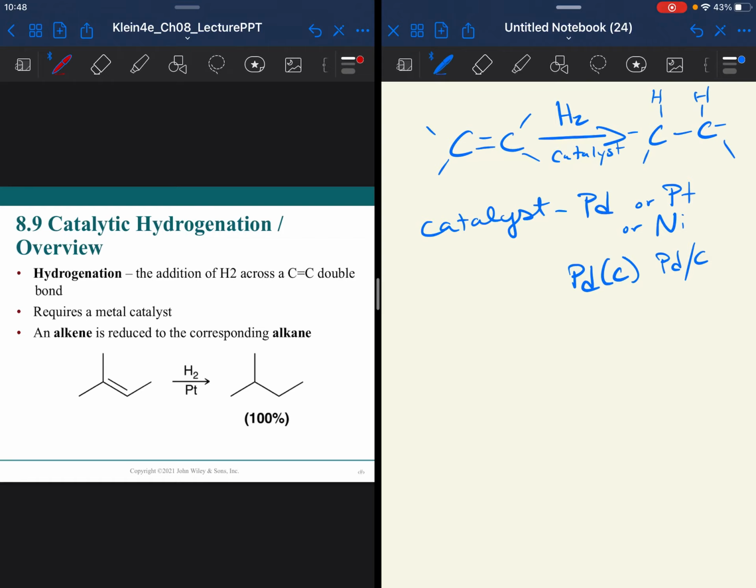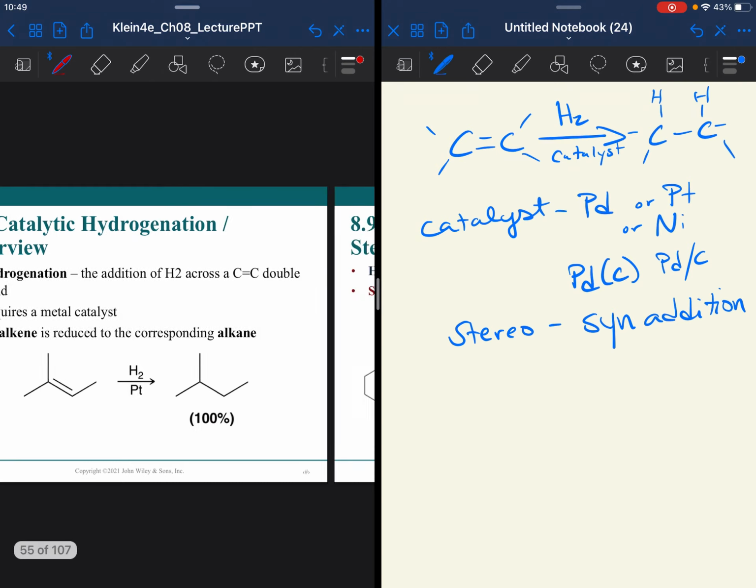And we don't have to worry about regiochemistry, right? There's not going to be Markovnikov or anti-Markovnikov because you're adding the same thing to both sides. But what you do want to know is the stereochemistry. This is a syn addition.